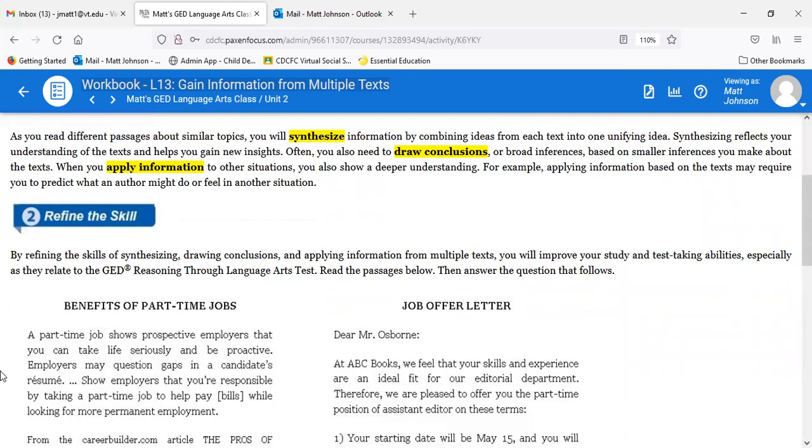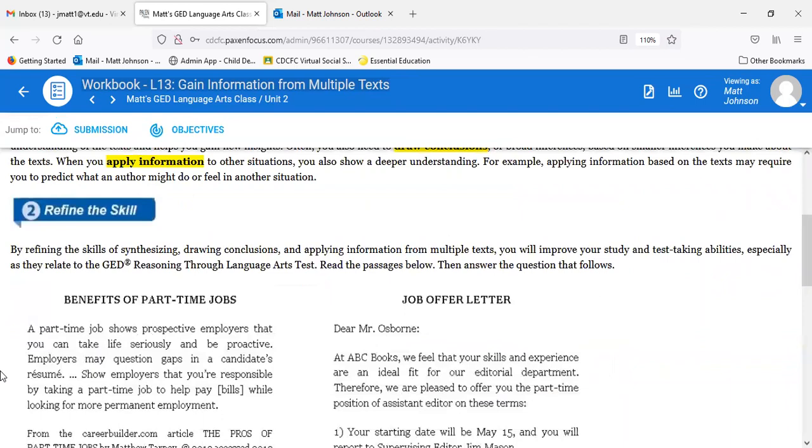All right, and so we have 2 little passages here. Benefits of part-time job.